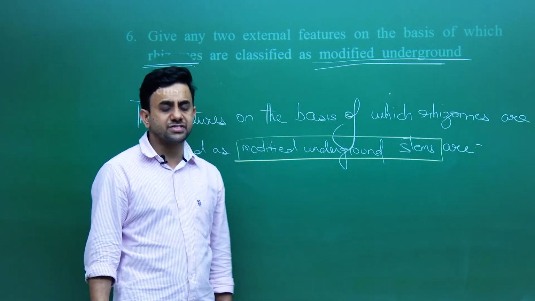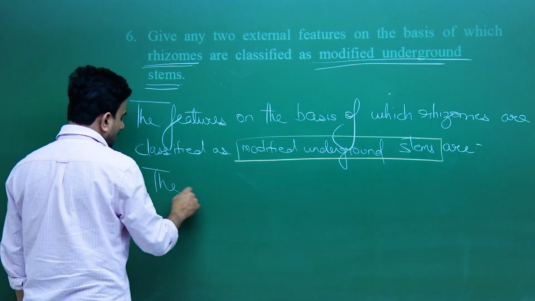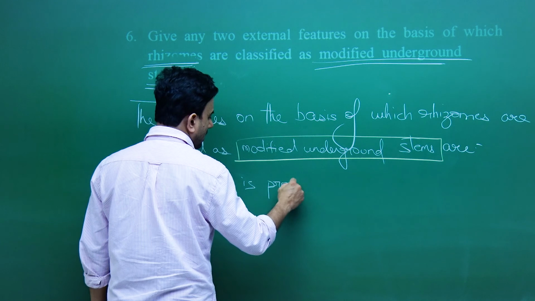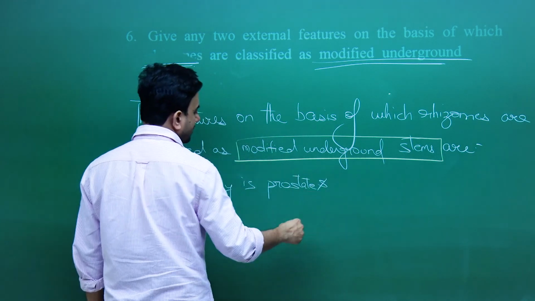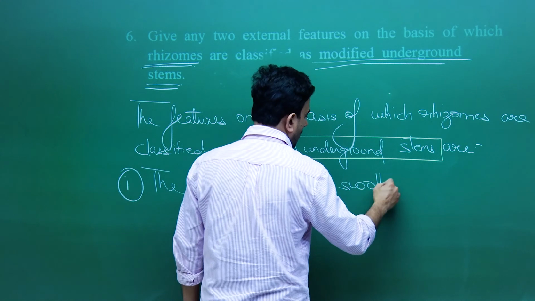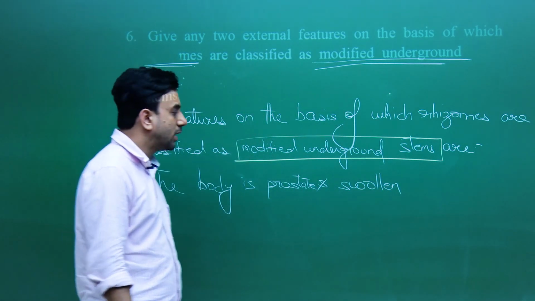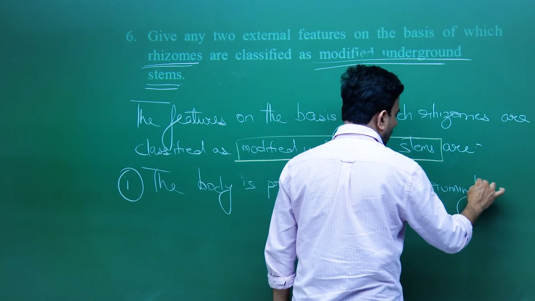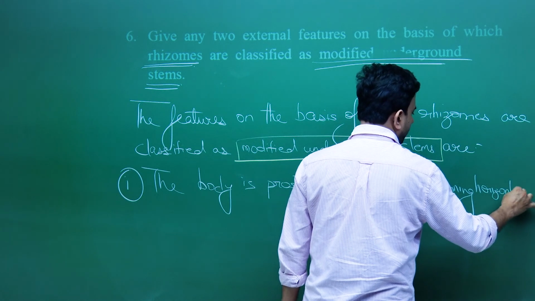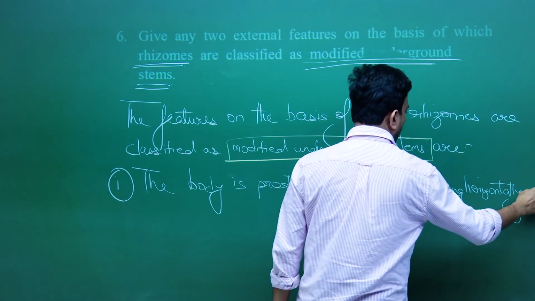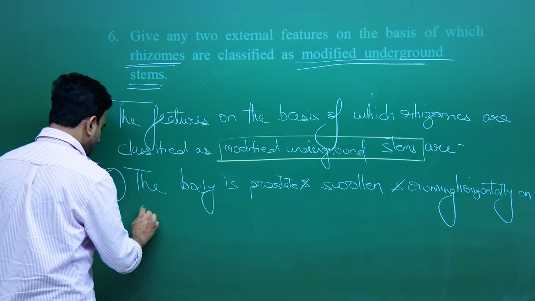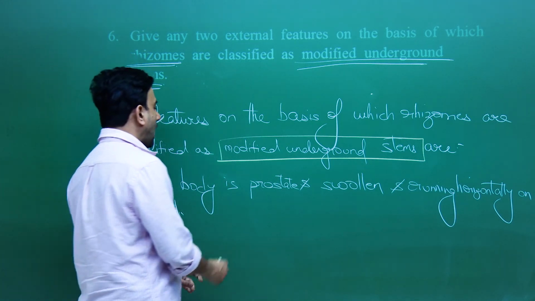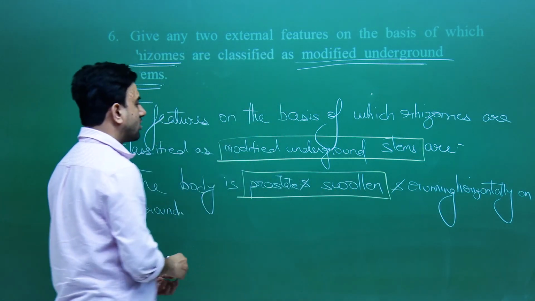The body is prostrate and swollen and running horizontally on the ground. So, the body is prostrate and swollen and running horizontally on the ground.